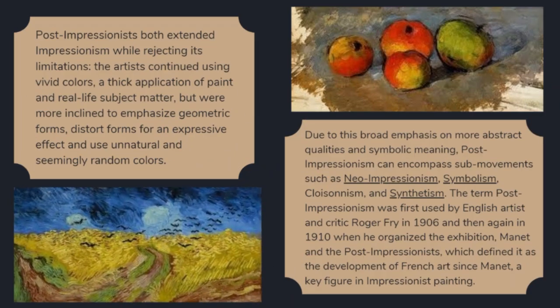Post-Impressionists both extended Impressionism while rejecting its limitations. The artists continued using vivid colors, a thick application of paint, and real-life subject matter, but were more inclined to emphasize geometric forms, distort forms for an expressive effect, and use unnatural and seemingly random colors. Due to this broad emphasis on more abstract qualities and symbolic meaning, Post-Impressionism can encompass sub-movements such as Neo-Impressionism, Symbolism, Cloisonnism, and Synthetism.